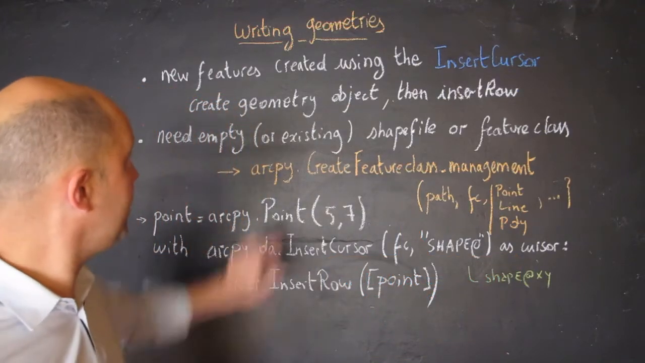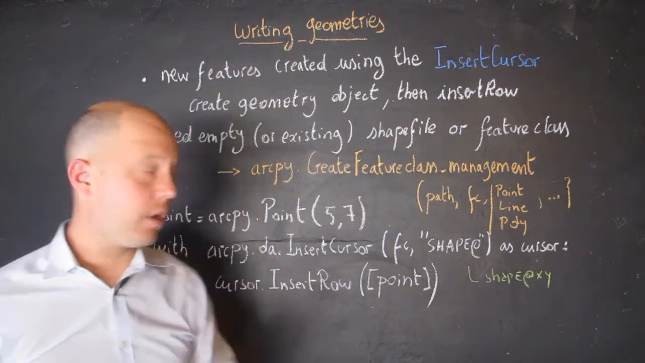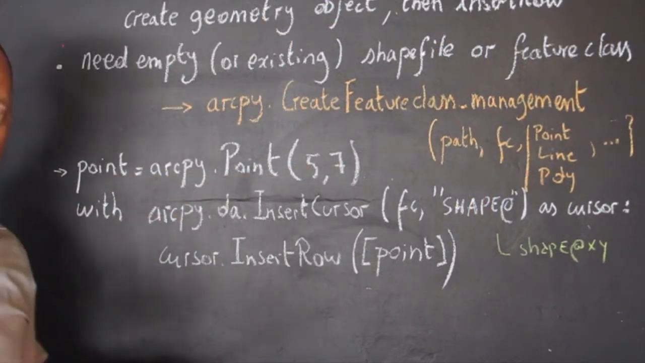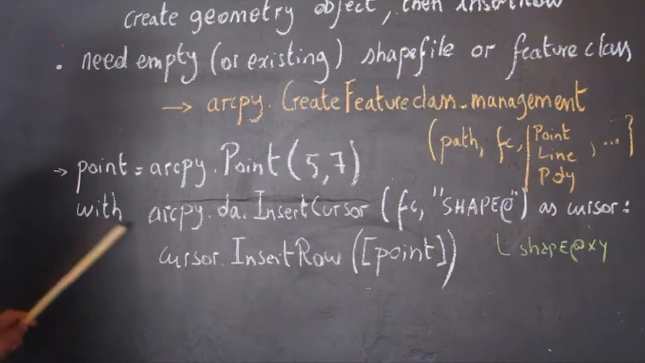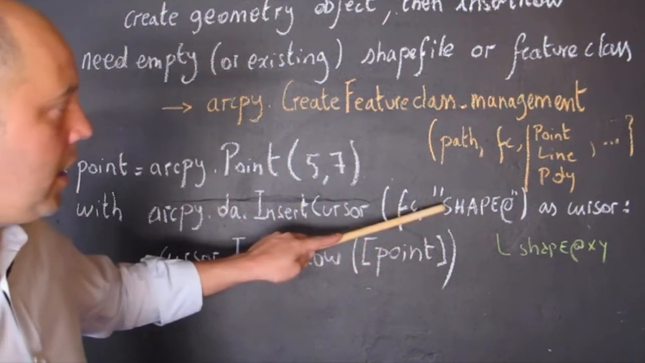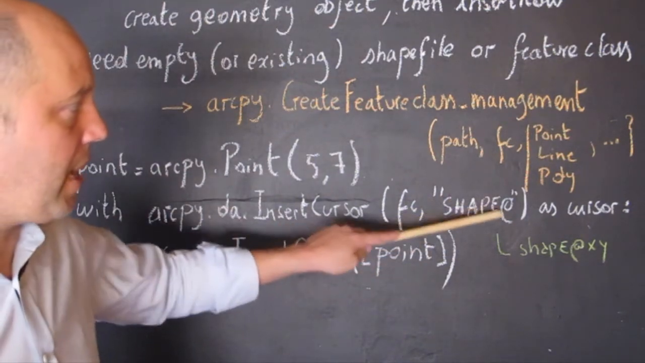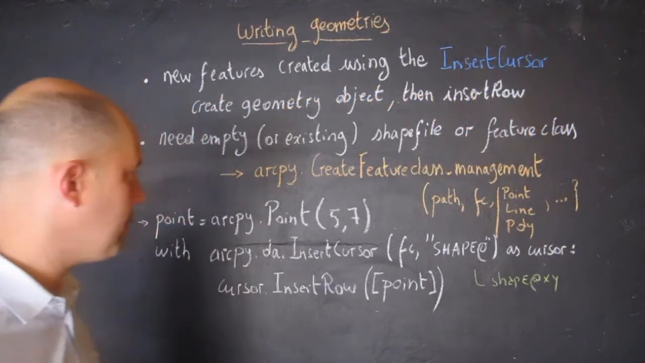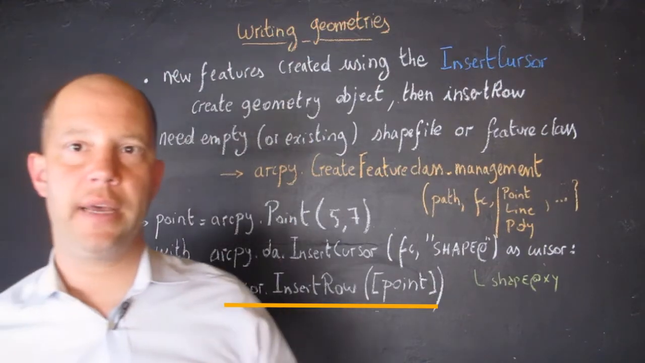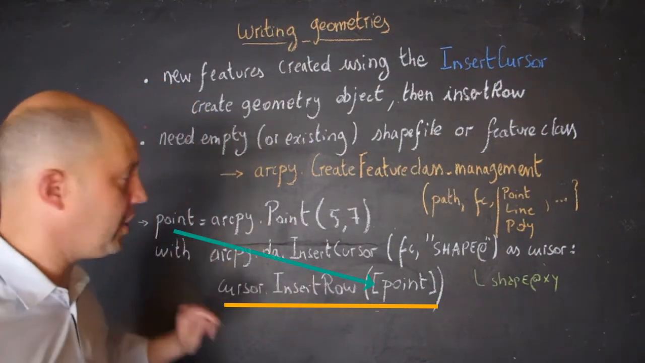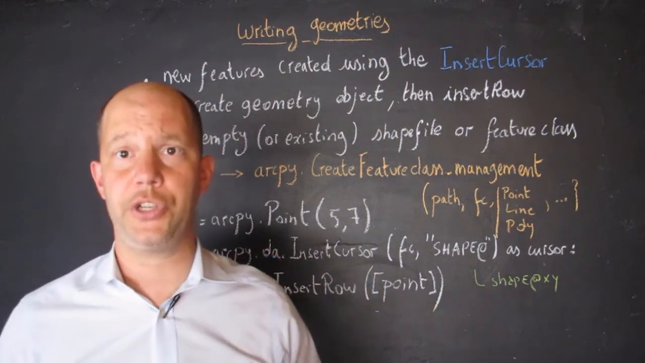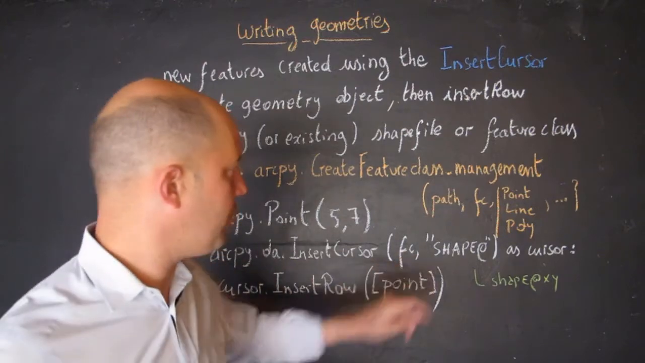So let's look at an example here about writing geometry. Here simply for a point, we have a point as arcpy.Point, and here 2 coordinates, 5 and 7. We have seen plenty of examples of this earlier. I have an arcpy.da.InsertCursor, the feature class that had been defined earlier, and the field, which is SHAPE@, as a cursor. And lastly, you will do cursor.insertRow, and between the brackets you will have the point that has been defined earlier. If you leave this empty, then it's simply going to create a new row, but that's not going to have any geometry or any attributes if you had attributes you wanted to add.